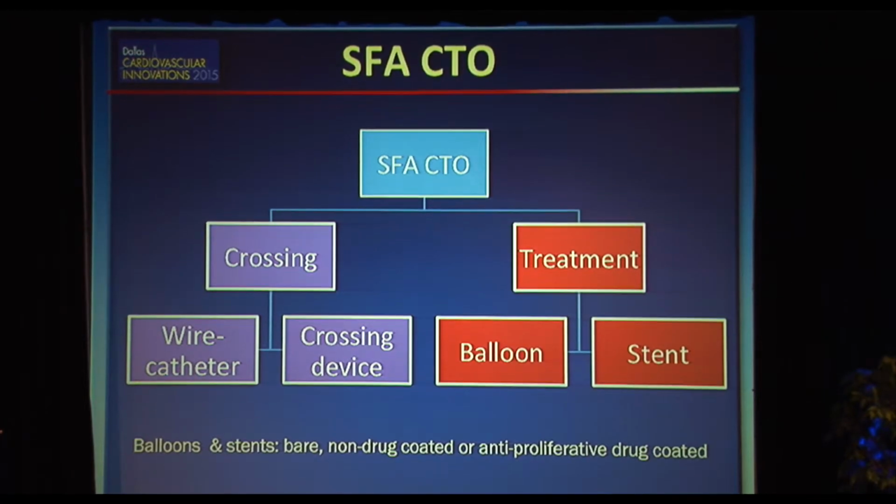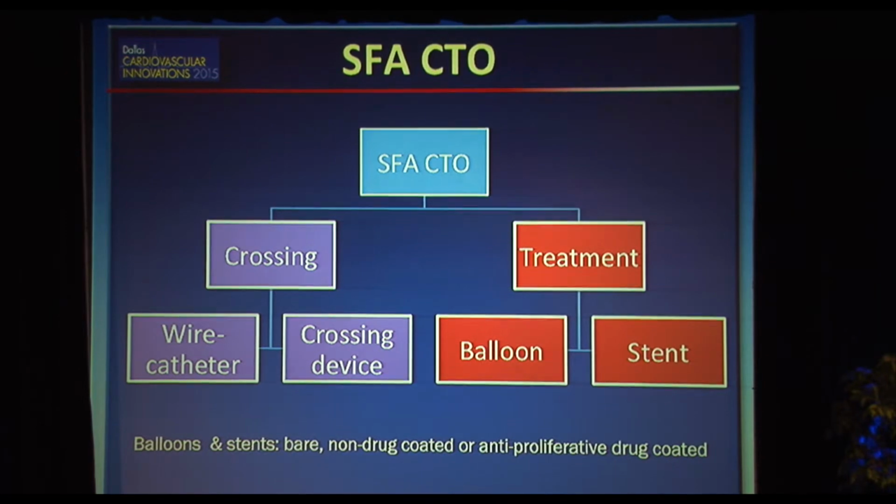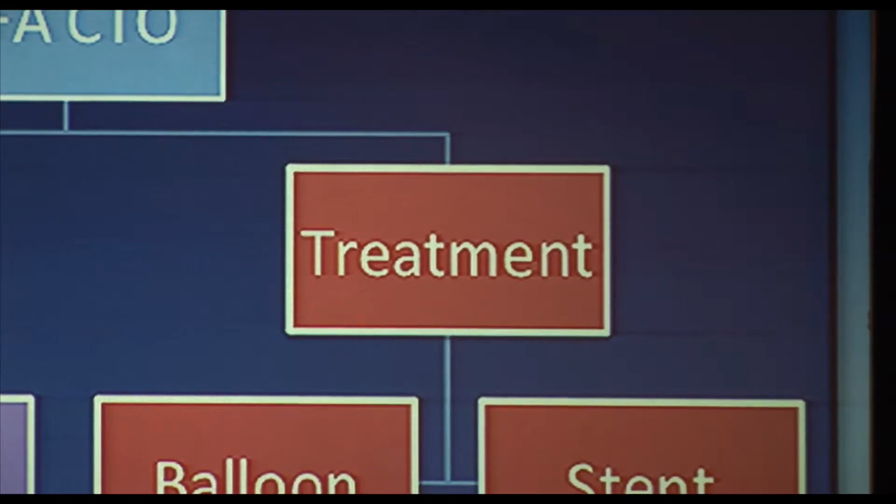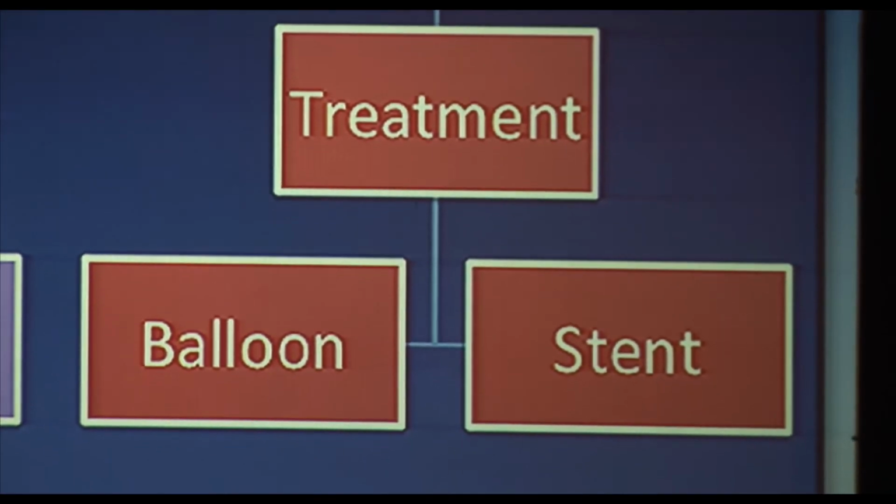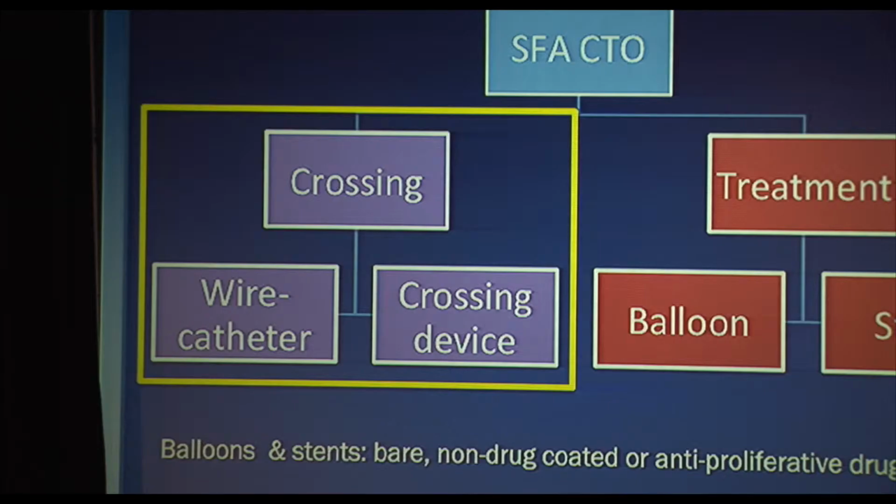So my talk is going to revolve around two things. If you look at SFA CTO, there are two components. Crossing the lesion, because there is no vessel to guide you, and the second aspect is defining the definitive therapy, which can either be with balloon treatments or with stents. Today my talk is going to refer mainly to drug-coated balloons and drug-coated stents, and on the crossing side towards using a $30 wire and a catheter, or a $1,200 specialized CTO crossing device.